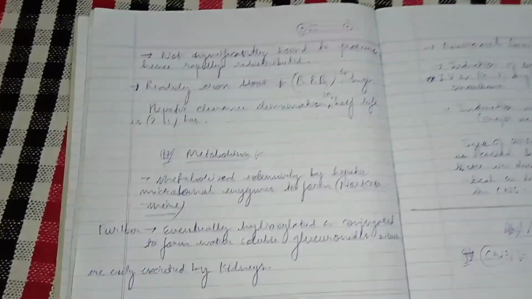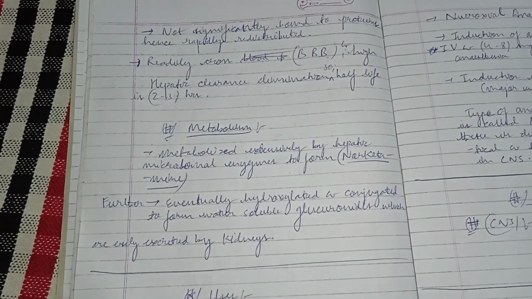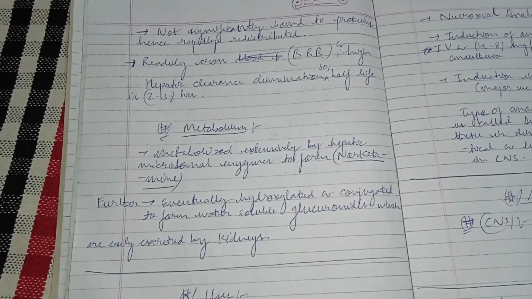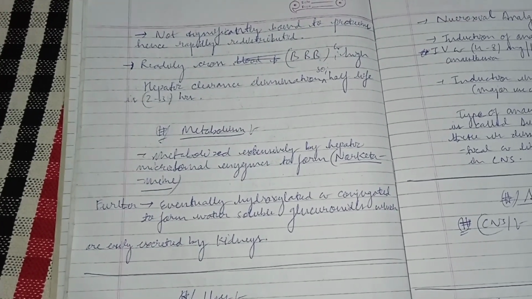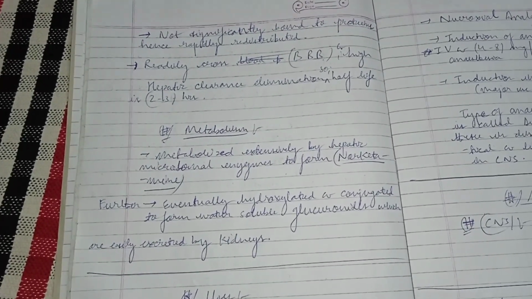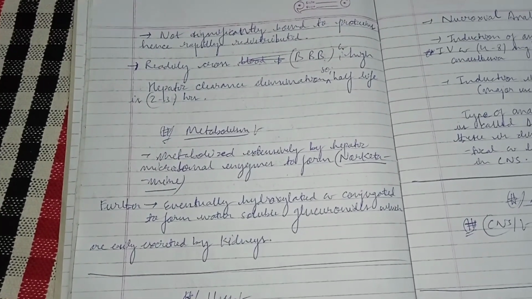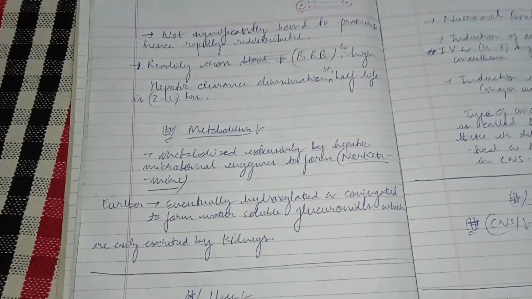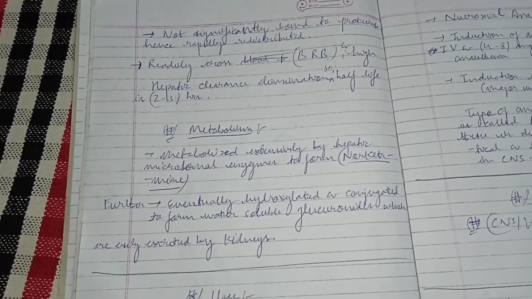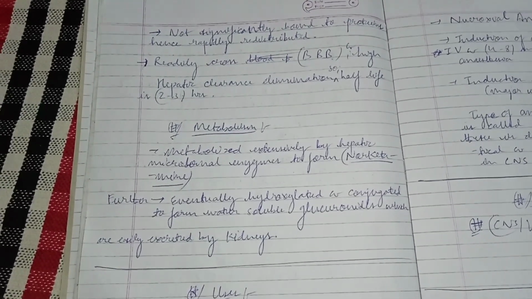So let's look at the metabolism of it. It is metabolized extensively by hepatic microsomal enzymes to form norketamine. Further, this norketamine is hydroxylated and conjugated to form water-soluble glucuronides, which are then excreted by the kidneys. So have a note of it.